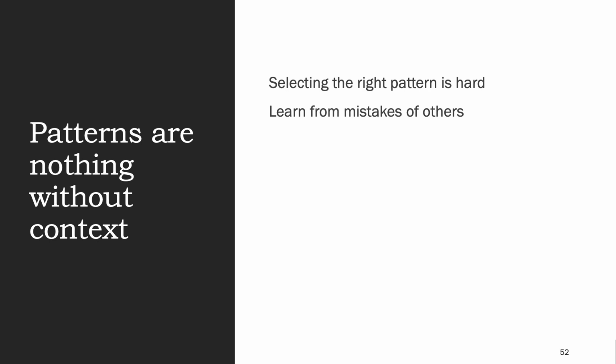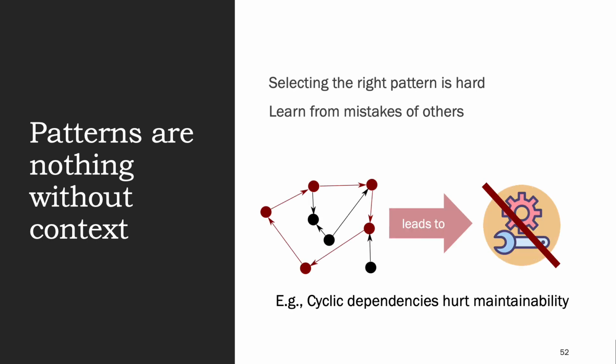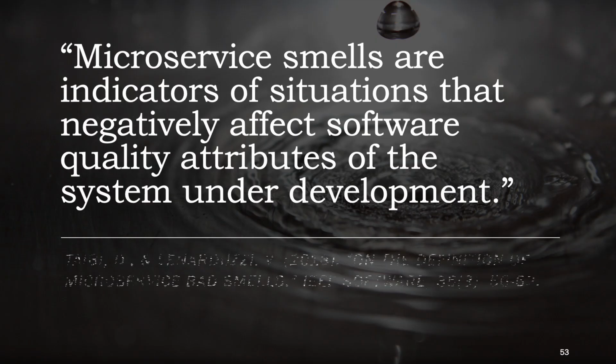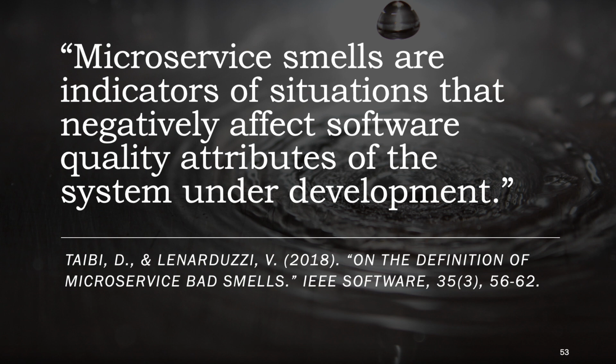Specifically, we will look into the top 5 microservice smells. One example of a bad smell for microservices is having cyclic dependencies, which always hurts the maintainability of the service cluster. We define microservice-specific bad smells, called microservice smells, as indicators of situations such as undesired patterns, anti-patterns, or bad practices that negatively affect software quality attributes such as understandability, testability, and so on, the ones that we've mentioned already.